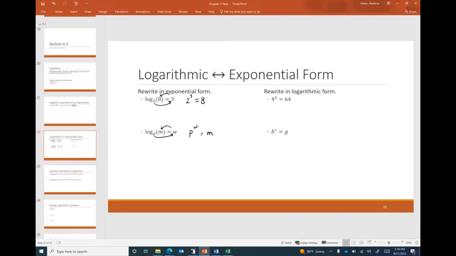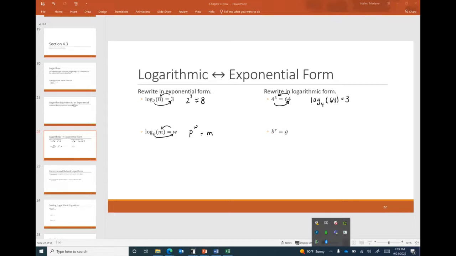We can write any exponential equation in logarithmic form as well. Again, start with the base, go around the circle. Since the base here is 4, in logarithmic form, I would write log base 4. Going around the circle, the next thing I need to write is the argument, 64. And then what does that equal? It equals the exponent, 3.